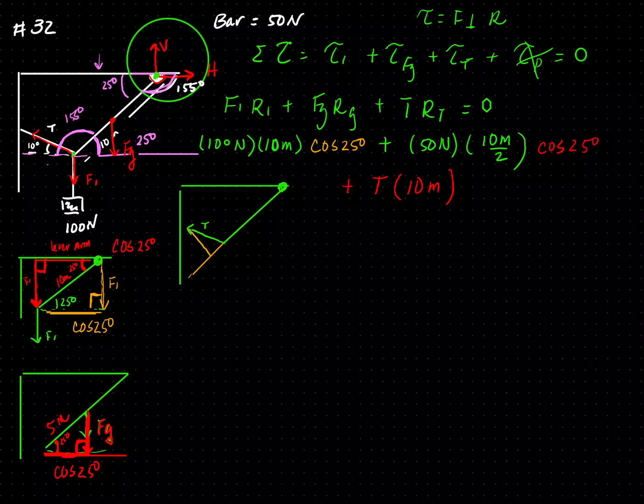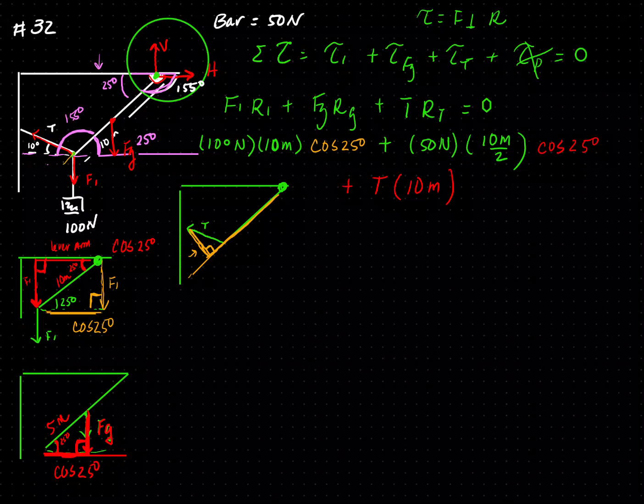This is perpendicular. So my T is my hypotenuse. I need this component right here. This is the component I need to make it perpendicular to my lever arm. This is my lever arm. So I need to solve for that angle. What is that angle?